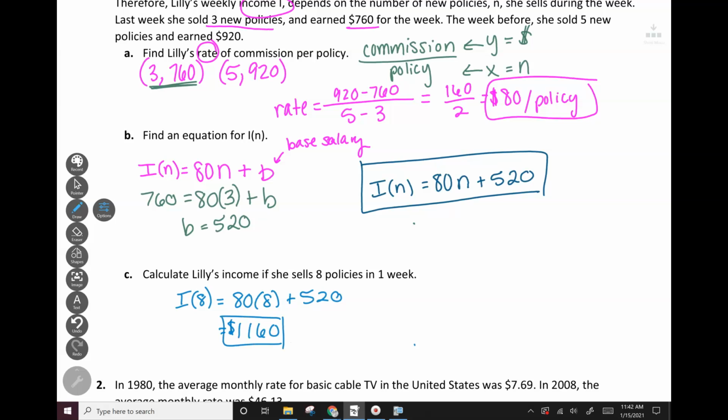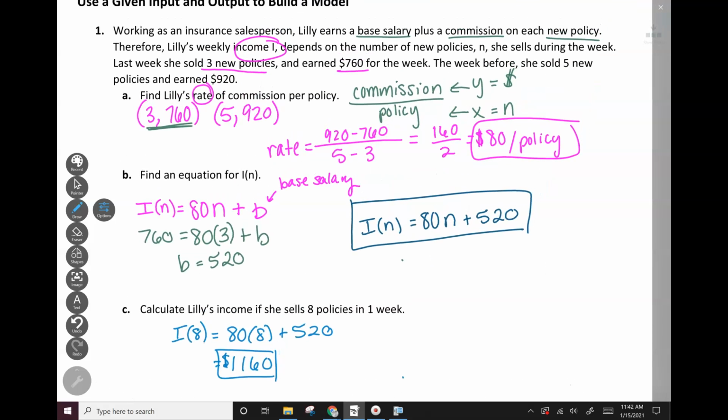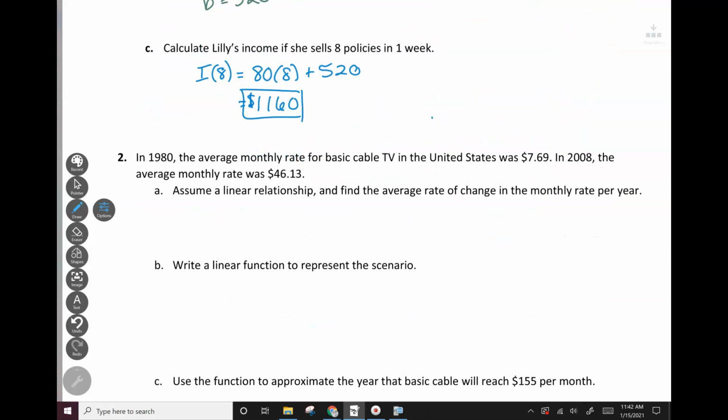So if she sold 8 policies in a given week, she would make $1,160 that week. That is very good. All right, let's look at number 2.